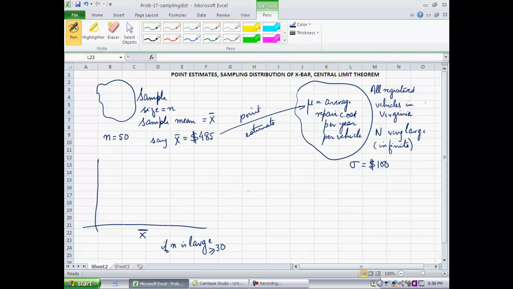Now, what I do know is that $485 is close to the true population mean. It's close to mu, but I also know that I'm likely to be a little bit off. The question is, can I also, in addition to this $485, convey a sense of the degree of uncertainty in the estimate that I made? So can I quantify the uncertainty in any way?